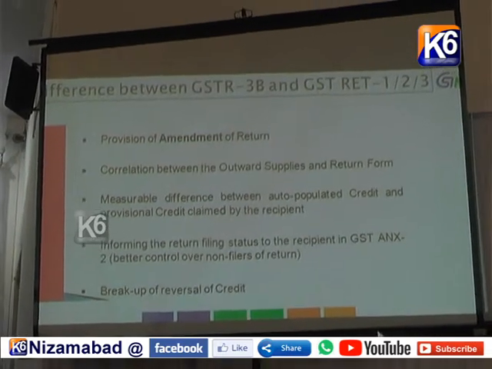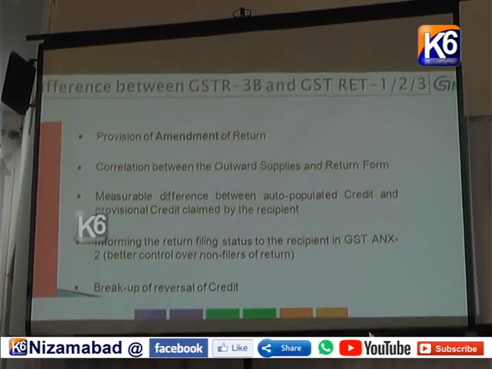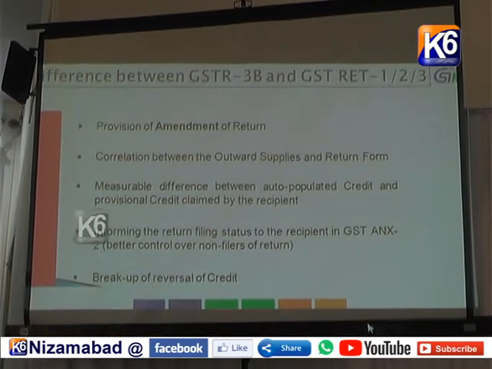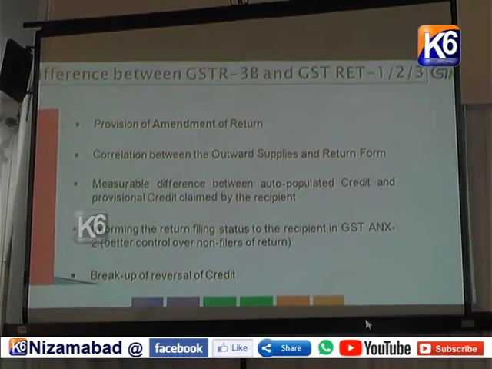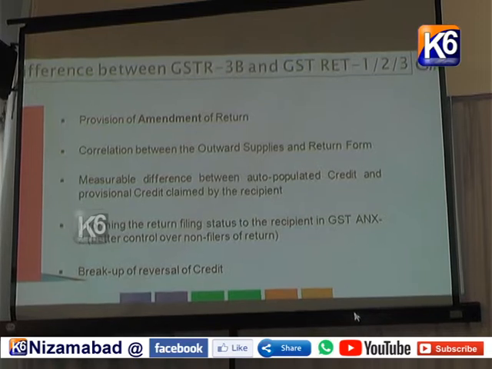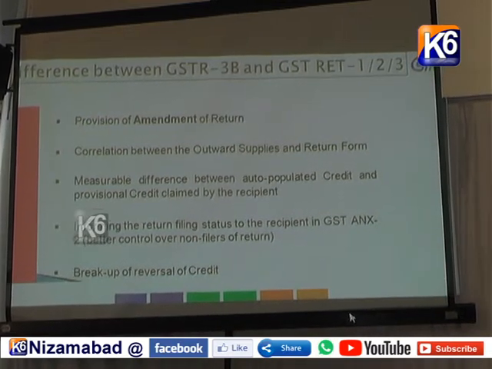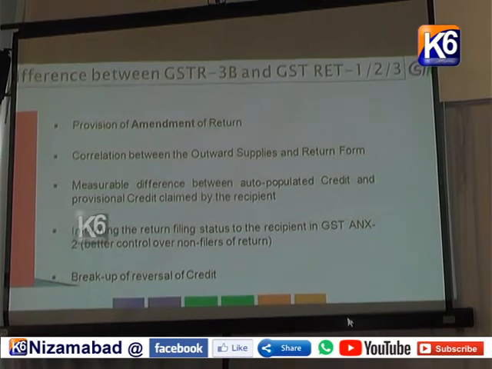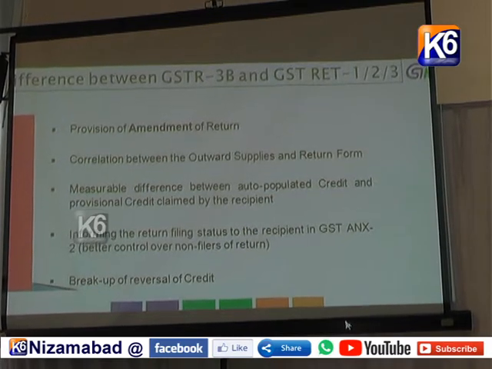Right now GSTR 1 and 3B are not being correlated. And also you will have auto-populated credit. You can also take provisional credit if, suppose, your supplier has not uploaded invoices; you can take a provisional credit and it will be separately tabulated or shown.